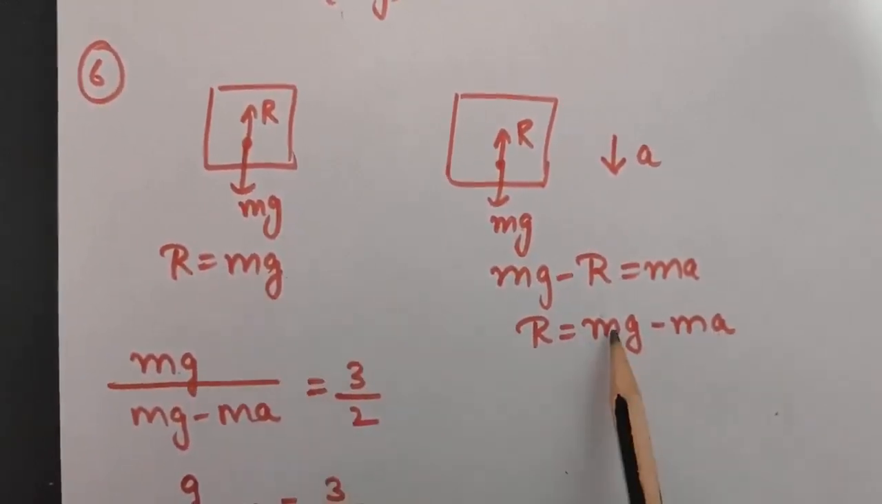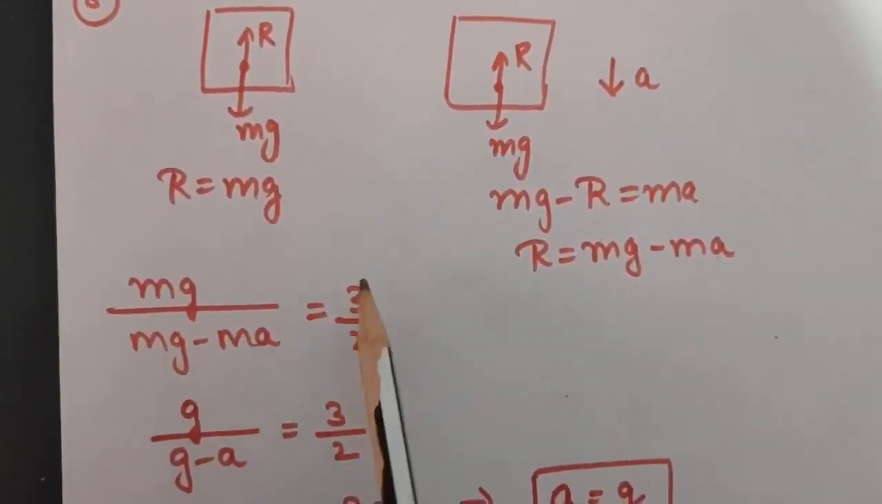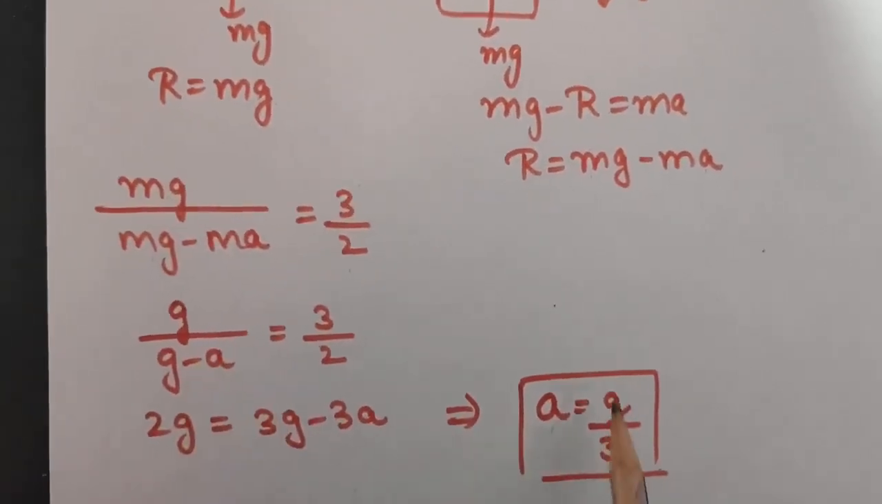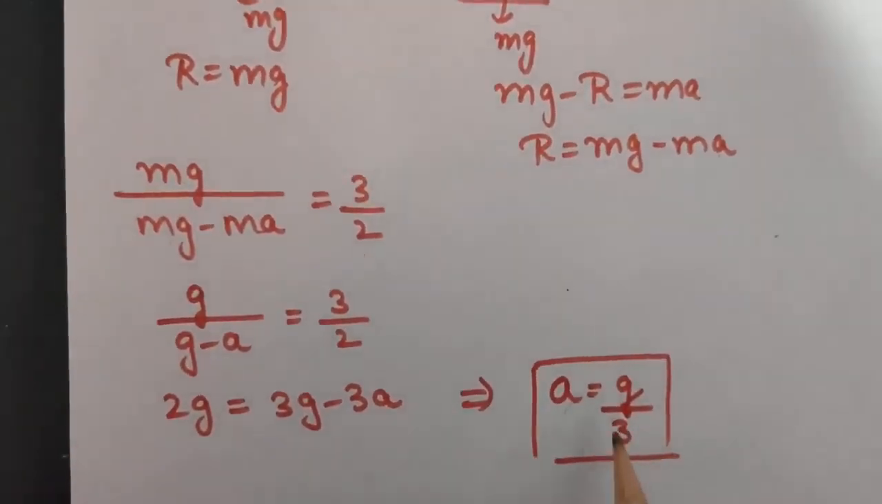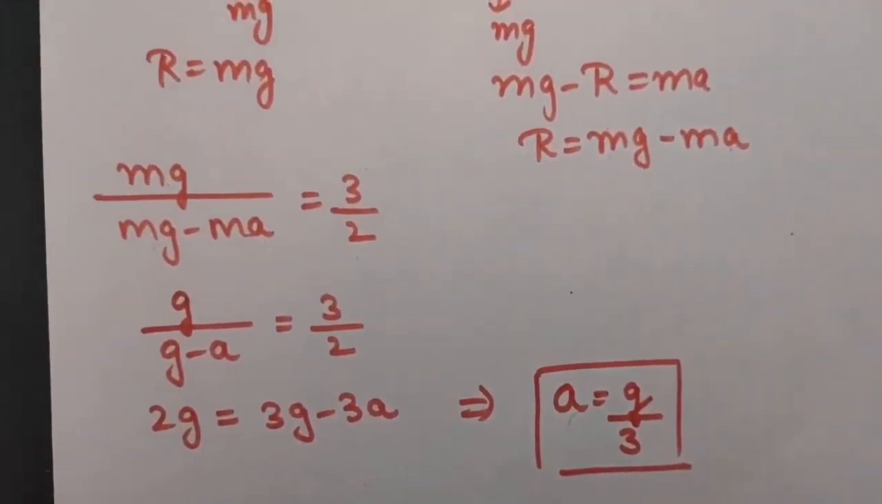Now their ratio is given to be 3:2. So that means mg upon (mg minus ma) is equal to 3:2. From here you can easily calculate the value of acceleration, that will come to be g by 3. So this is the value of acceleration of the lift.